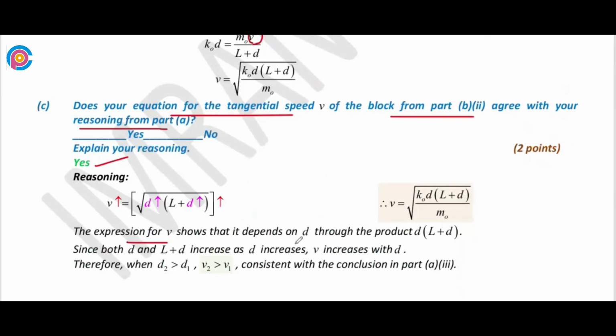The expression for v shows it depends upon d through the product of d and L plus d. Since both d and L plus d increase, v increases with d. Therefore, since d2 is greater than d1, v2 should be greater than v1, consistent with the conclusion in part A. So that's the answer.